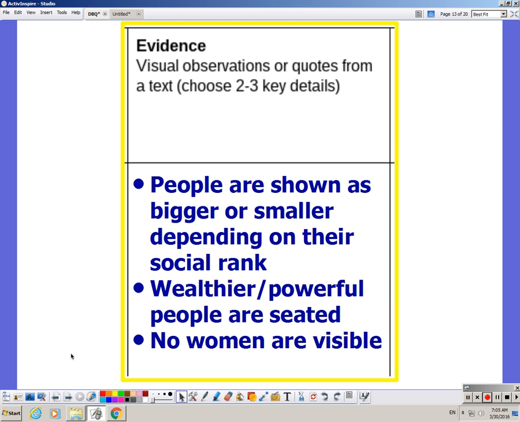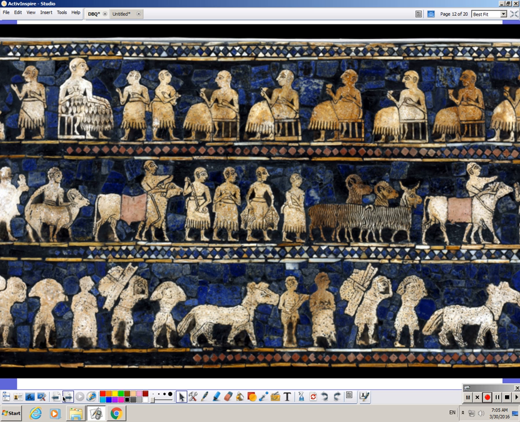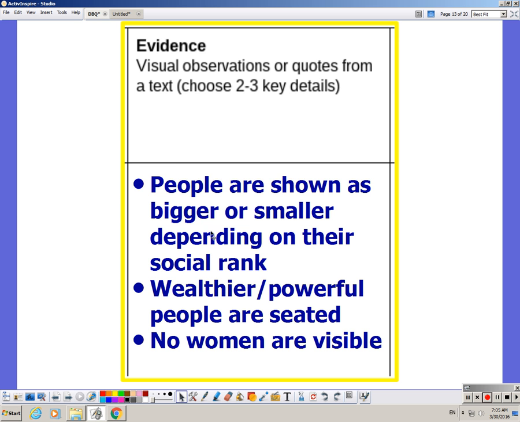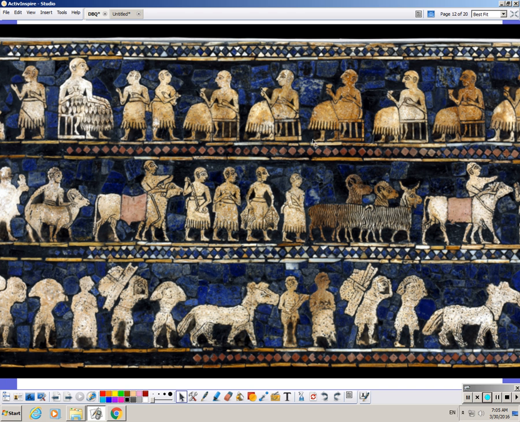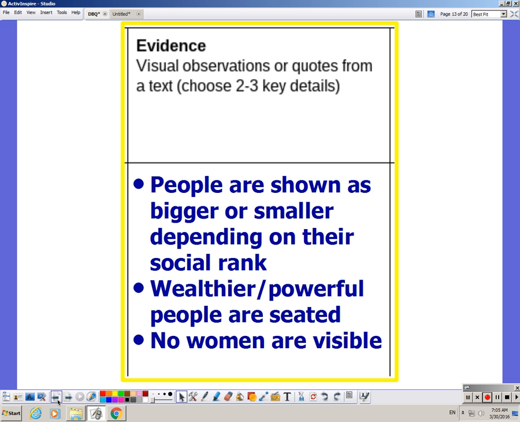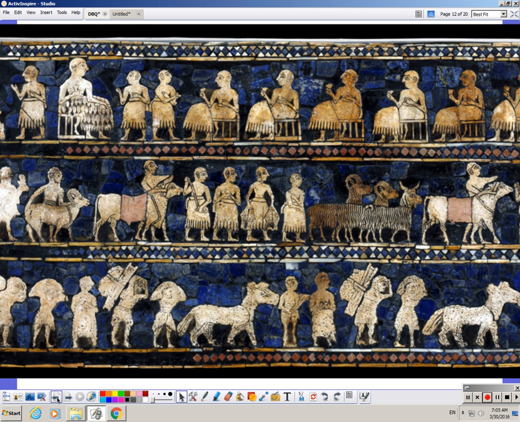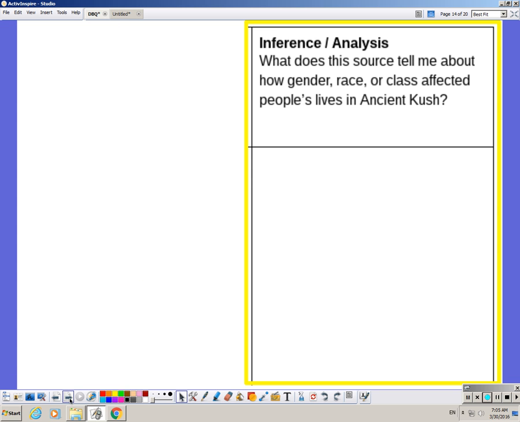Here are a couple of my key observations based on the visual information. People are shown as bigger or smaller depending on their social rank. Wealthier or more powerful people are seated in the image. We see them in the top section here, while people who seem to be middle or lower class are shown hard at work. And I've also noticed that there aren't really any women visible in this image. We mainly see men or these figures down at the bottom. It's sort of hard to tell their gender. This is all information I'm going to analyze.